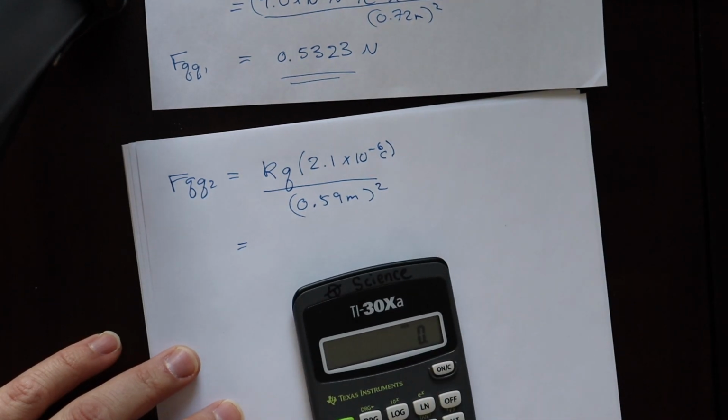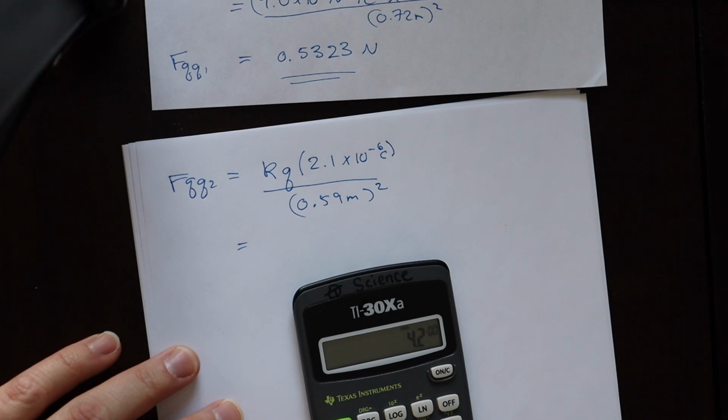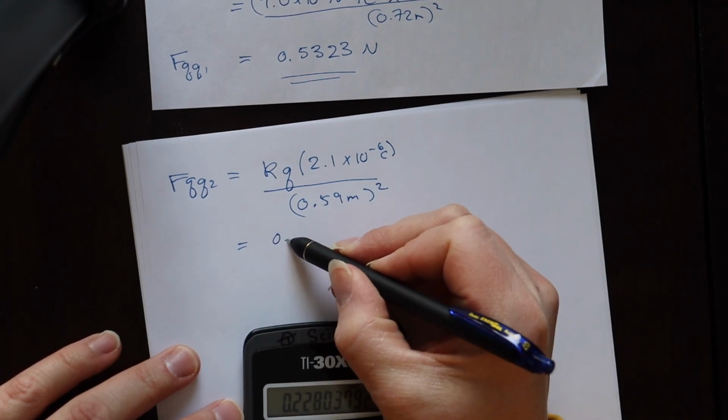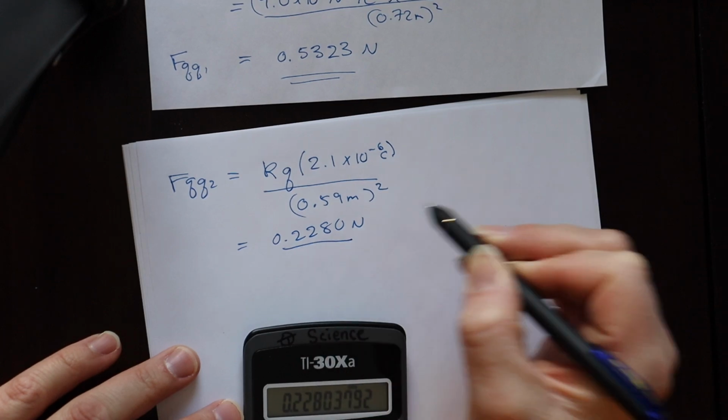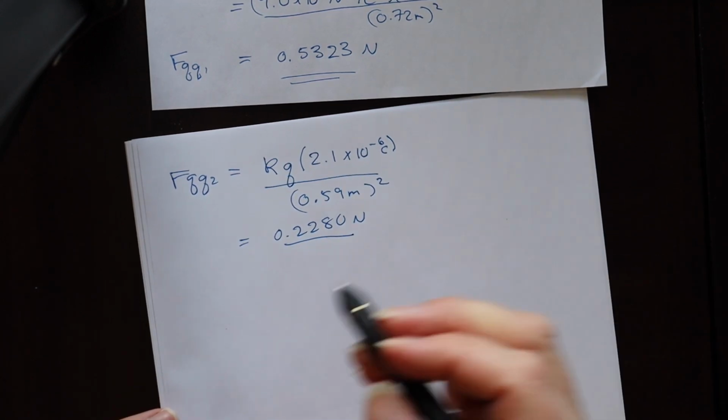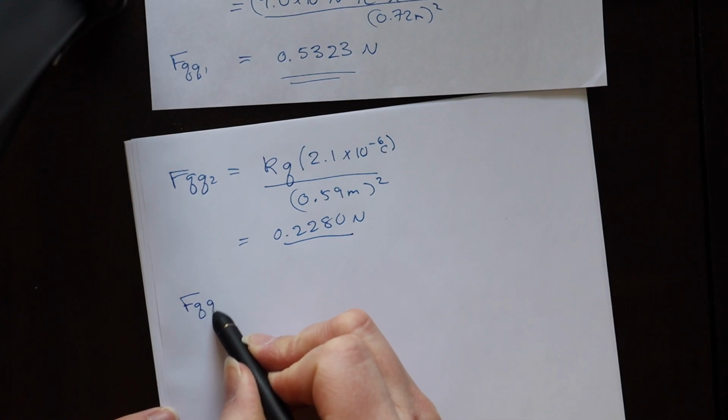Alright, so keeping that the same, we have 9.0 times 10 to the 9 times 4.2 times 10 to the negative 6 times 2.1 times 10 to the minus 6 divided by 0.59 squared equals, and this gives me 0.2280 newtons.